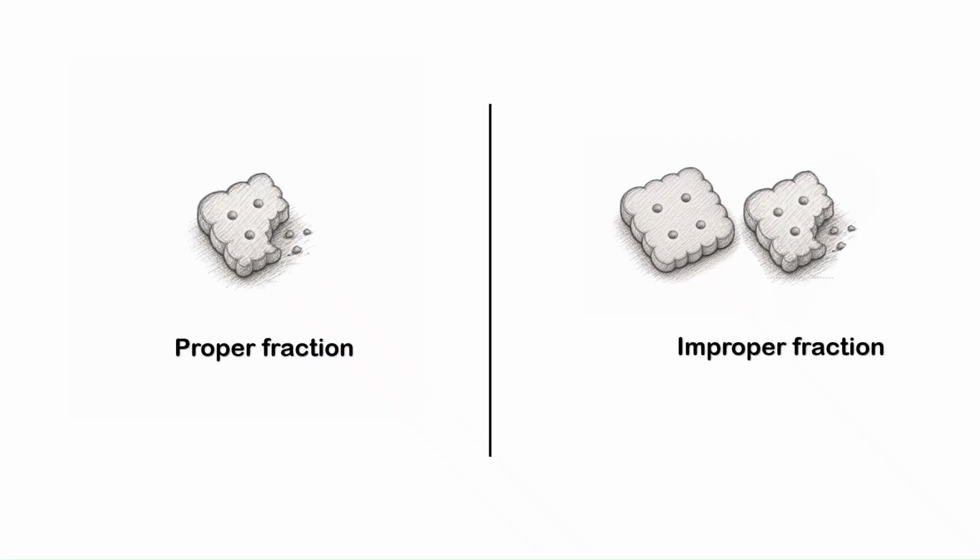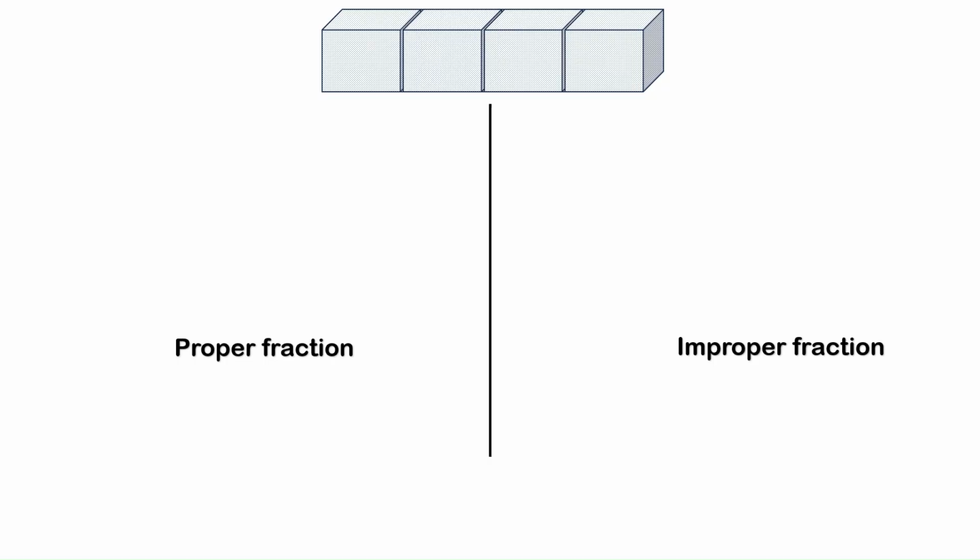Let's look at this through a mathematical example. Imagine an object divided into 4 equal parts. On the left, let's take just one of those parts. This is a proper fraction because it is smaller than the whole object. In math notation, we write this as 1 upon 4. Notice that the numerator 1 is smaller than the denominator 4. Now let's take 2 of those parts. This is also a proper fraction. In our notation, the numerator 2 is still smaller than the denominator 4.